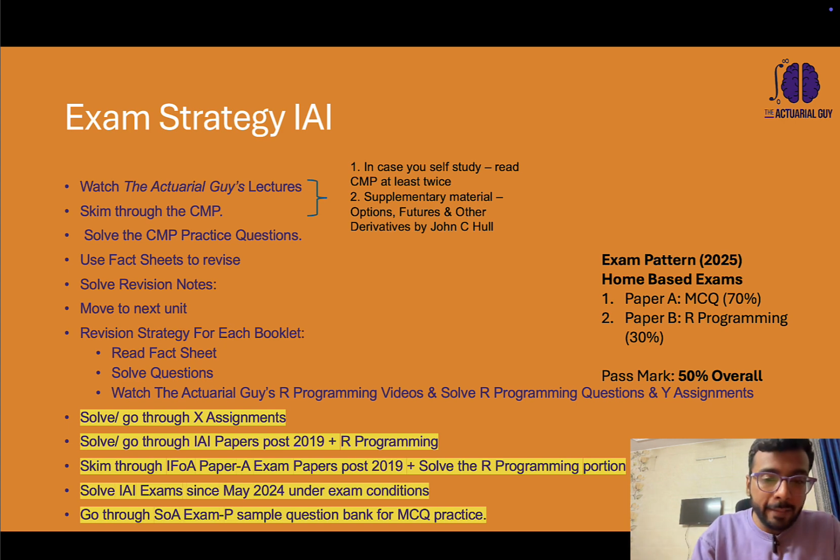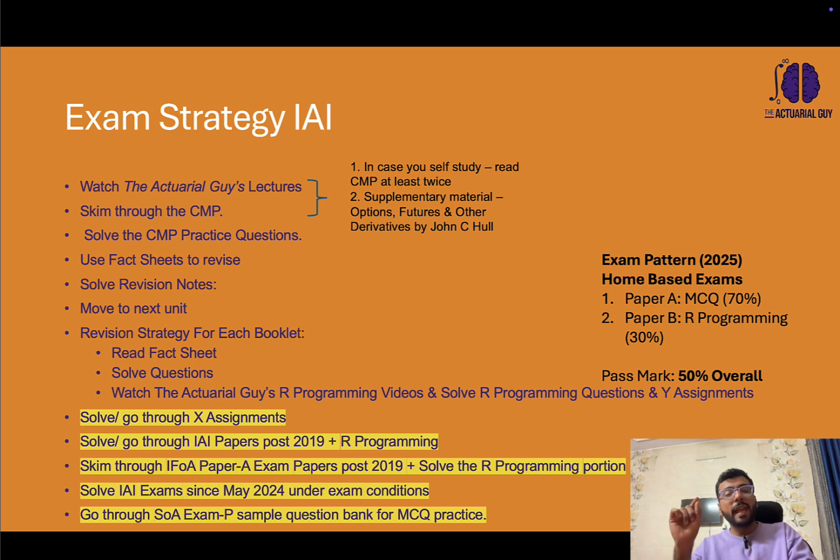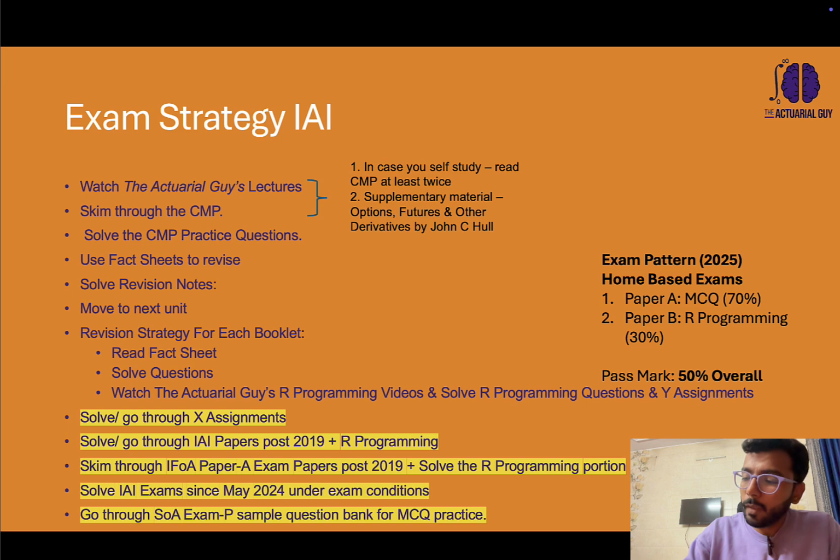For MCQ practice, I would suggest 2 things. Since May 2024, they have moved on to an MCQ kind of format. So 2-3 attempts, you will get MCQ question practice. So you should solve the IA papers since May 2024. You should also go through SOA, Society of Actuaries. This is the United States-based society. You should solve their Exam P sample question bank for MCQ practice. They have it on their website. You can just go check it out.